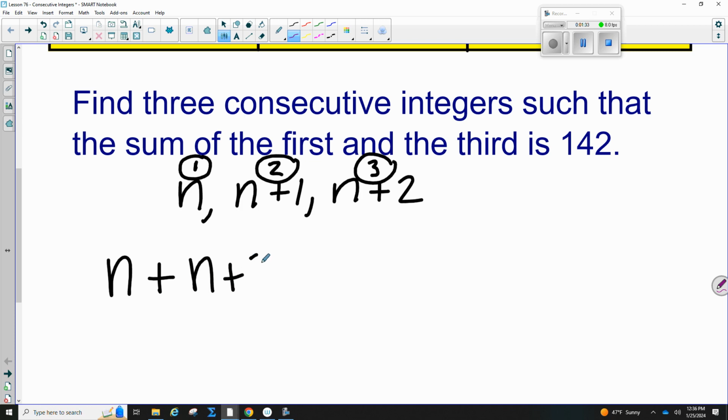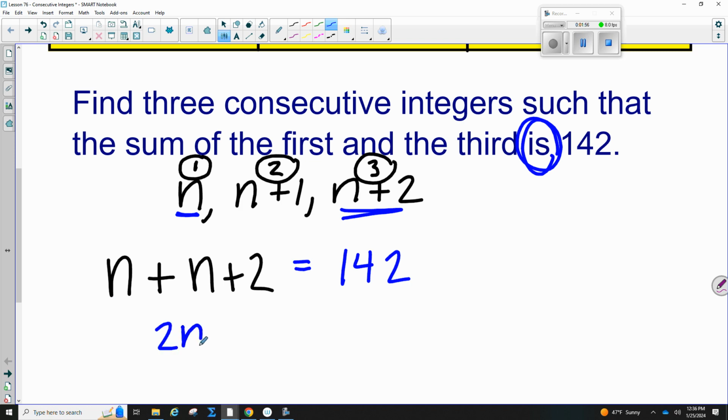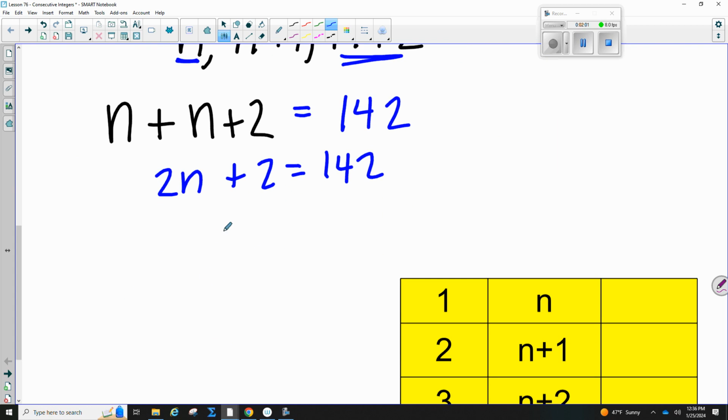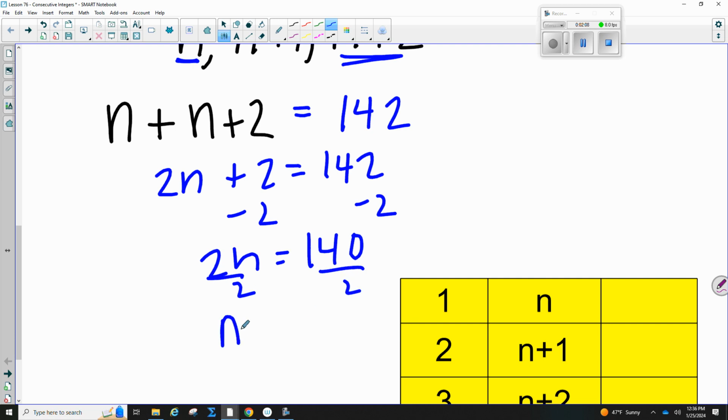Yes, you don't need parentheses when you're adding, so you could just put n plus n plus 2. Okay, so all I'm taking is I'm adding the first one, that's this one, sum, so I'm adding it to the third one, okay? And then it says is. What does is mean? All right, equals 142, and now we just solve this one. So n plus n is 2n. All right, then we're going to subtract 2 from both sides. We get 140, and then divide by 2, and n is equal to 70.